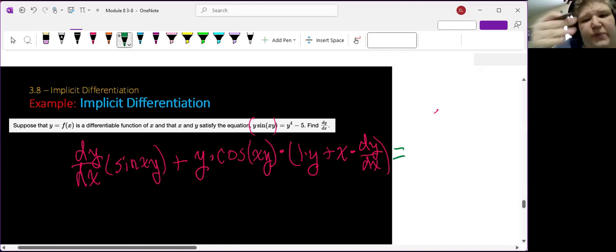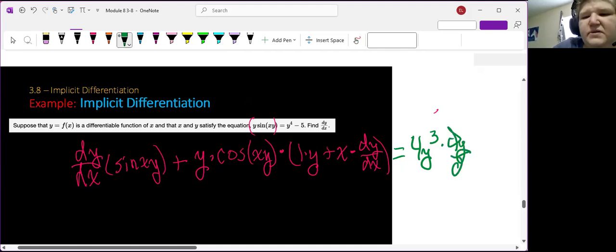Equals. Now over here on the right side, we have a y to the fourth power rule, 4y cubed, times, inside is a y, so dy dx, minus 5, derivative of 5 is 0. Okay.